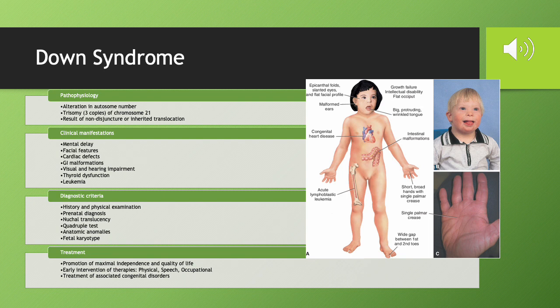As far as the treatment is concerned, you want to promote maximal independence and quality of life. You want to treat symptoms as they come. You want to have early intervention with therapies: speech therapy, occupational therapy, and physical therapy. And you also want to treat the associated congenital disorders. Again, this can present in tandem with leukemia.